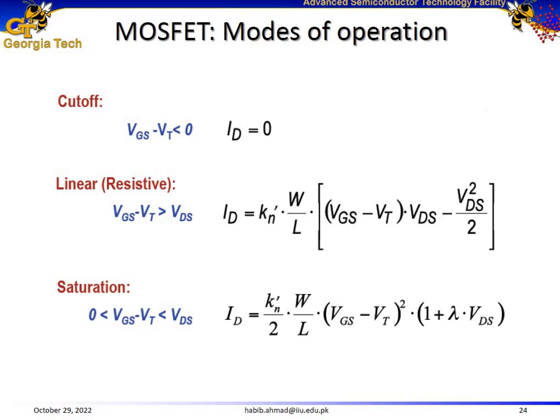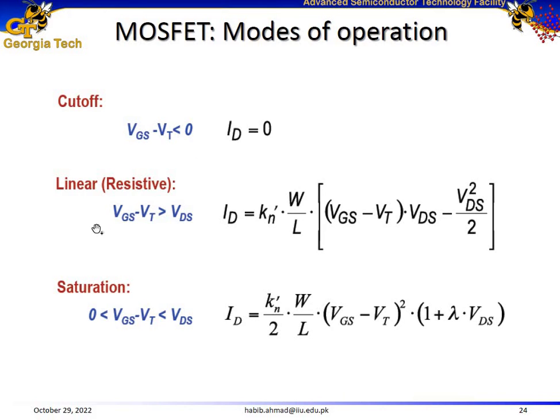I know that for your exam you were allowed to list them down, but basically in cutoff, the gate to source voltage VGS minus VT is less than 0, which means VGS is less than VT, so the transistor will not be on and ID will be 0, there will be no current. If the gate to source voltage is less than the threshold voltage, we don't have any channel and our current is going to be 0. But you got to remember this condition: VGS minus VT is less than 0, which means VGS is less than VT.